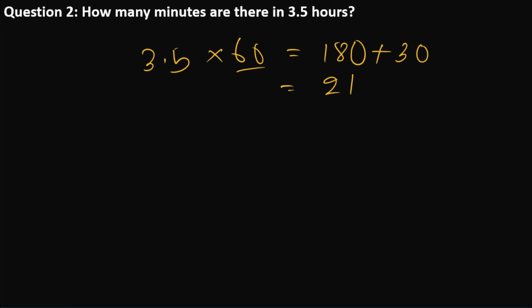So here, how many minutes are there in 3.5 hours? So 3.5 hours, sorry. So here 3.5 hours times 60 equals 60 times 3 equals 180 plus 30 equals 210. So 210 minutes will be in 3.5 hours.